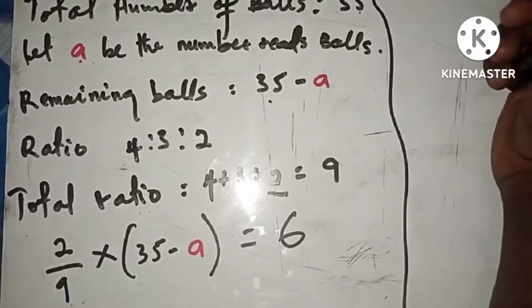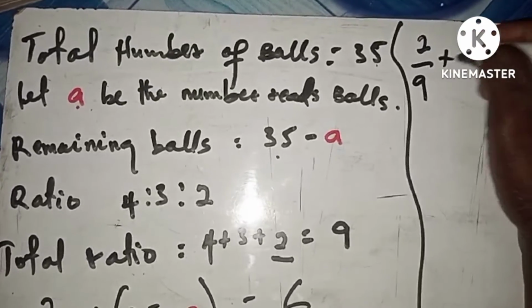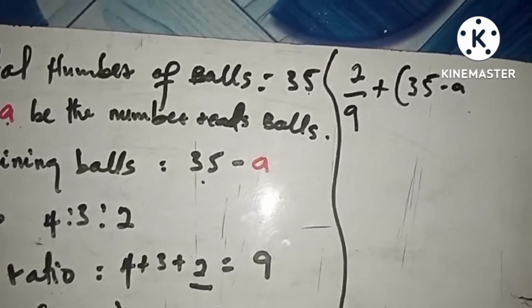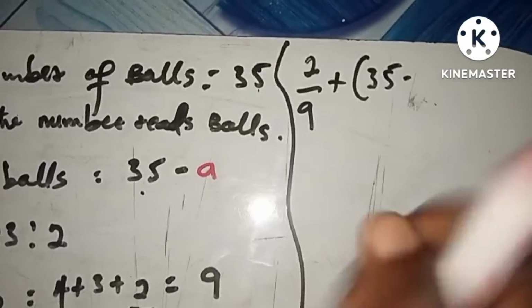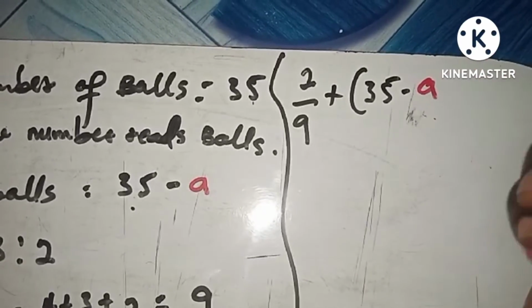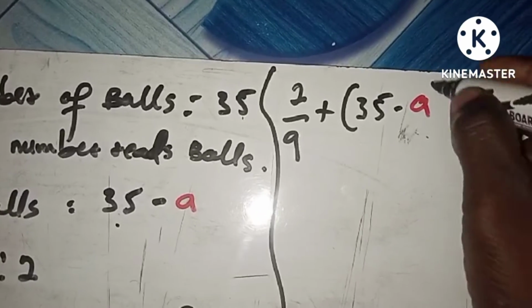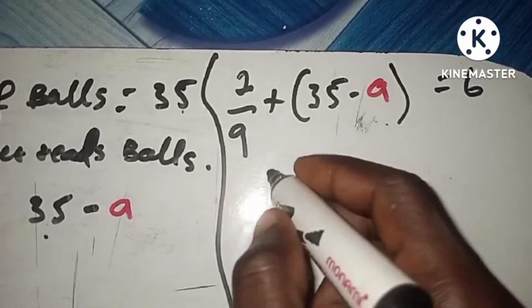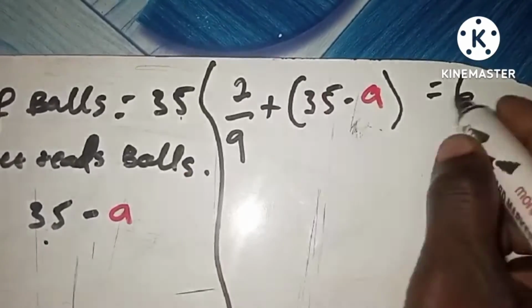Okay, welcome back. So here we have 2 over 9 multiplied by 35 minus a. Let's still use the a symbol here, let's use the red pen. So minus a, and then equal to 6. Right? With the way we are having fractions, the way of solving this is to multiply everywhere by 9. So we are going to multiply through by 9.